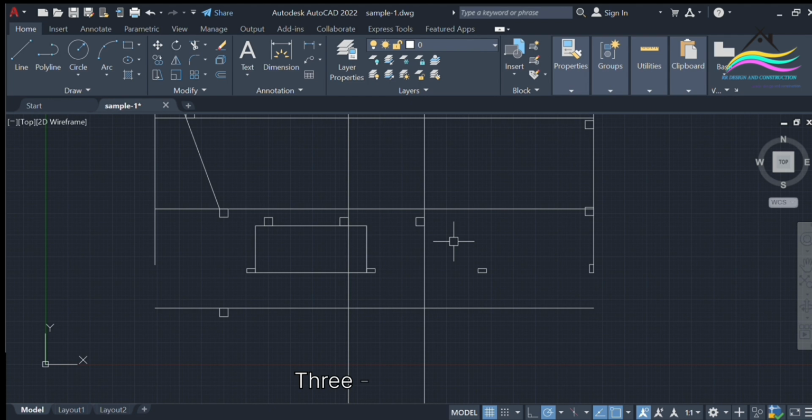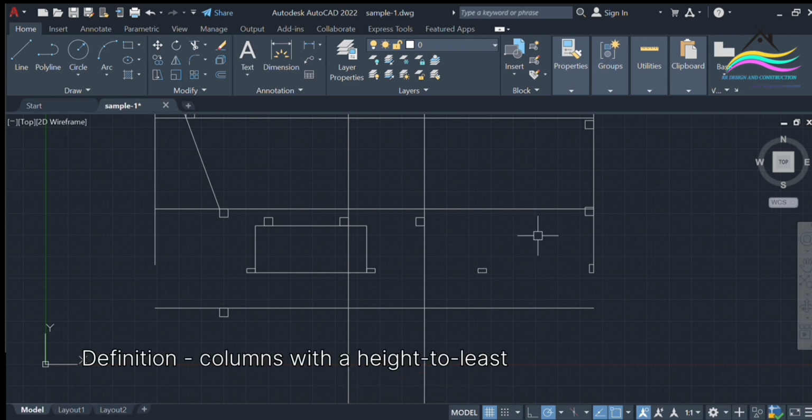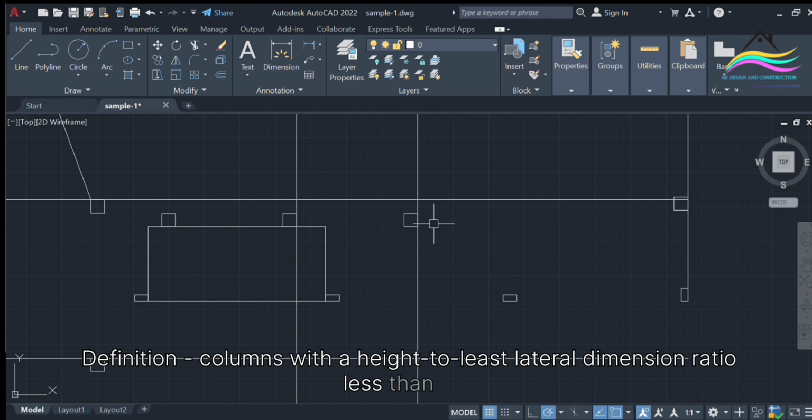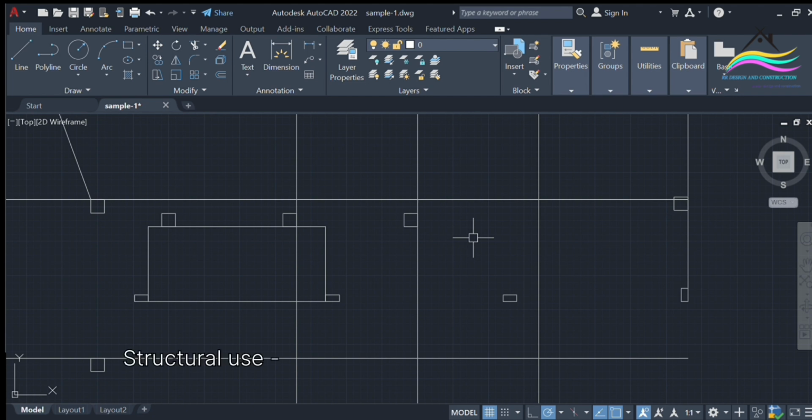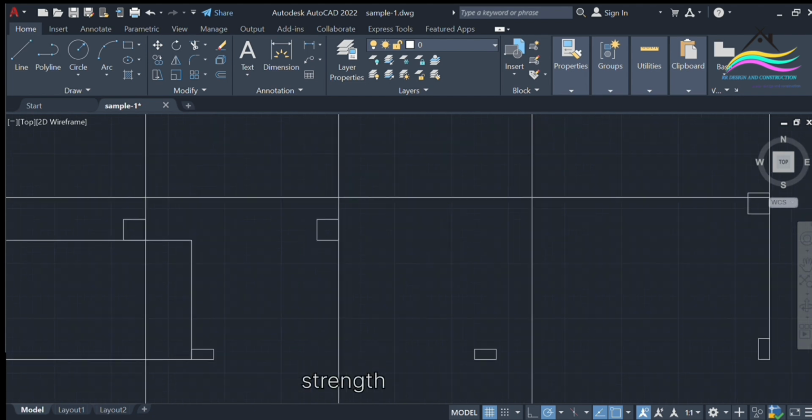3. Short columns. Definition: columns with a height to least lateral dimension ratio less than 12. Behavior: tend to fail by crushing rather than buckling. Structural use: suitable for structures with relatively low slenderness where compressive strength governs.